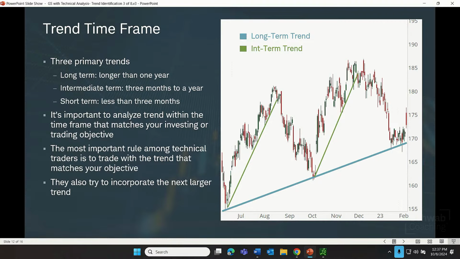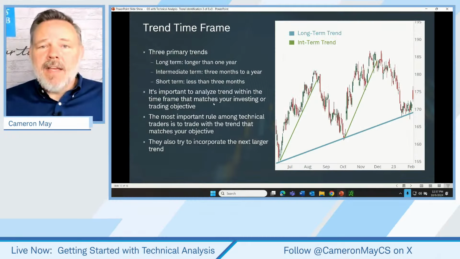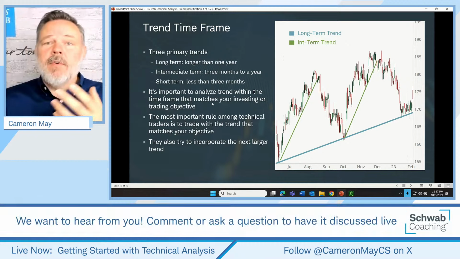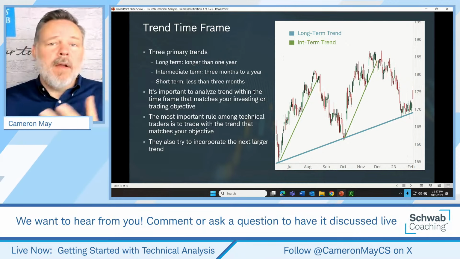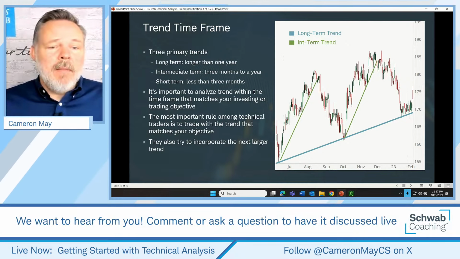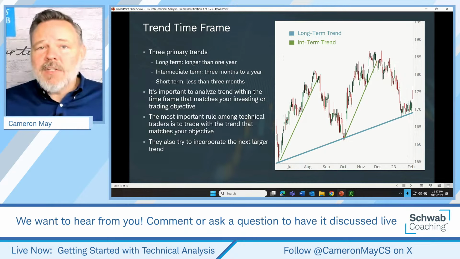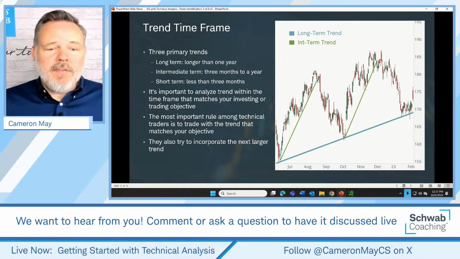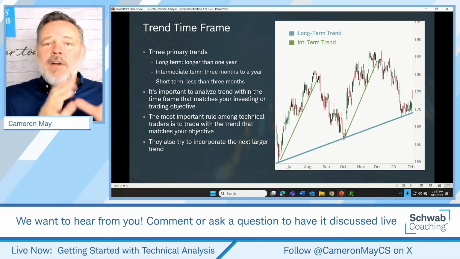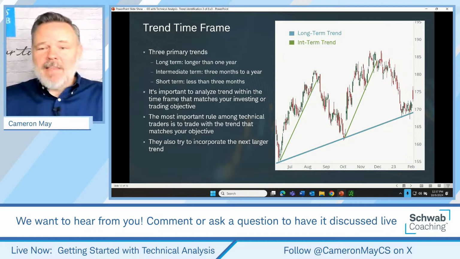But in any case, it's important to analyze trend within the time frame that matches your investing or trading objective for the portfolio overall, but also for the individual trade. The most important rule among technical traders is to trade with the trend that matches that objective. And those traders also try to incorporate the next larger trend. So I'll talk about that.